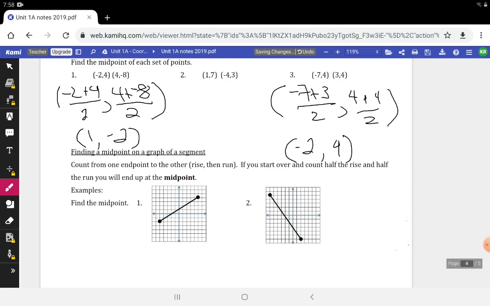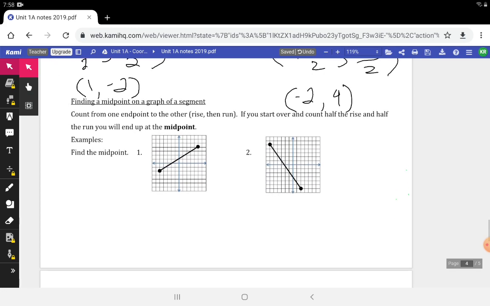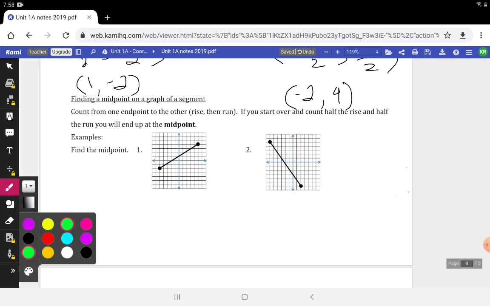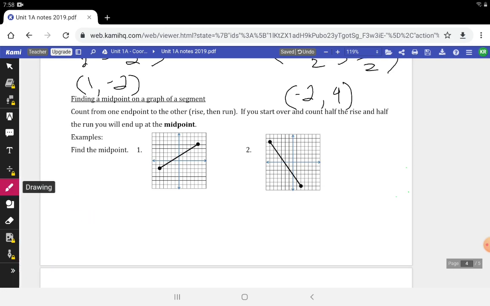We can also do this on a graph, and there's really two ways. The first is to write out the points. And the second is to count the rise and the run, and then count half the rise and half the run. So in this example, we'll make it green to count the rise and the run. So we are going to rise 1, 2, 3, 4, 5, 6, and I'll write that down. And then we'll run 1, 2, 3, 4, 5, 6, 7, 8, 9, 10.